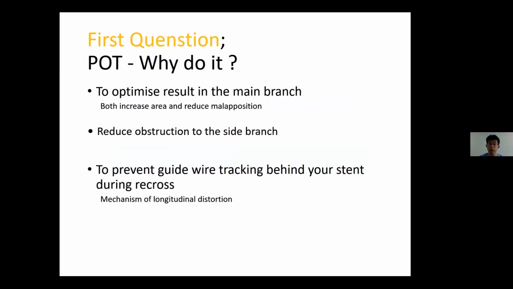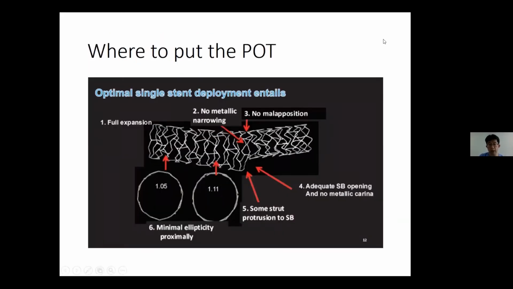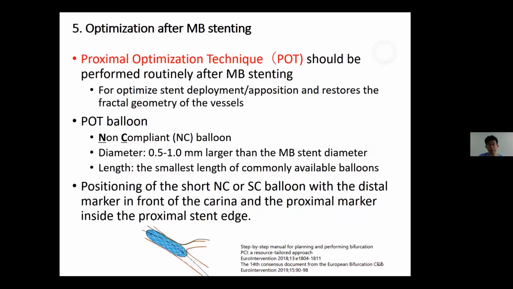So this is the first question: why do it? To optimize the result in the main branch, reduce obstruction to the side branch, and finally to prevent guide wire tracking behind your stent during recrossing. It's very important. This is a micro MRI imaging. After the POT technique, the stent is usually overstretched and easily goes to the far distal. So the proximal optimization technique should be performed routinely after main branch stenting, and a non-compliant balloon is recommended.